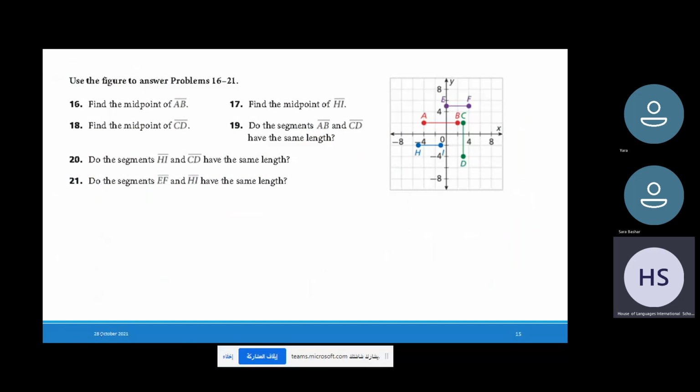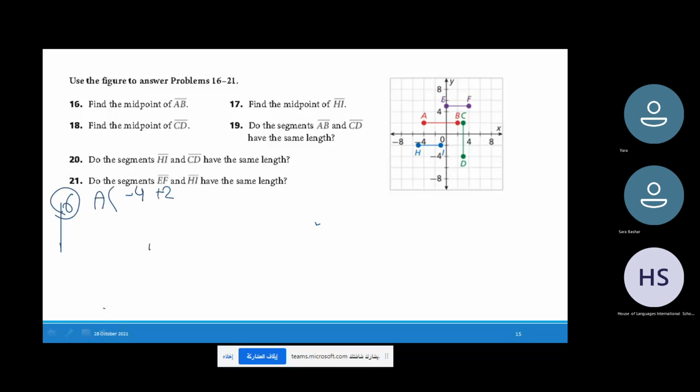Now, use the figure to answer problems 16 to 21. Here we have these points. Okay? Find the midpoint of the line AB. Now, what do you have to do first? Look at AB. Where is the coordinate of A? Look at your book, maybe it's clearer than the board. What is the coordinate of point A? Negative 4, 2. Bravo.